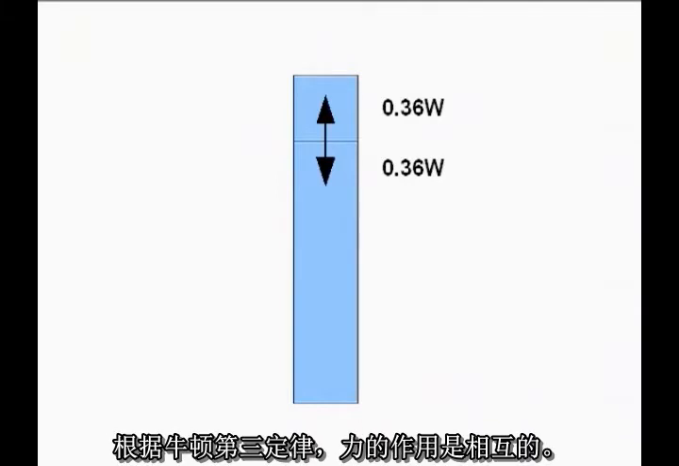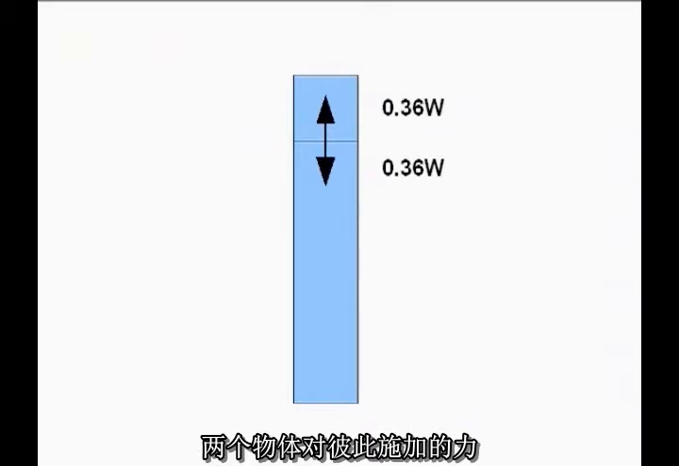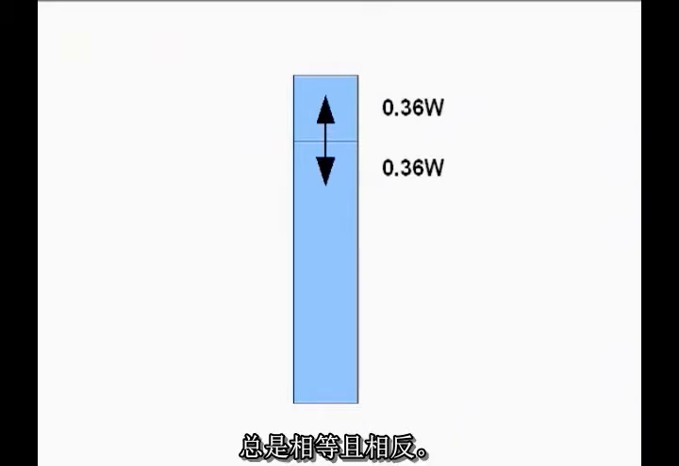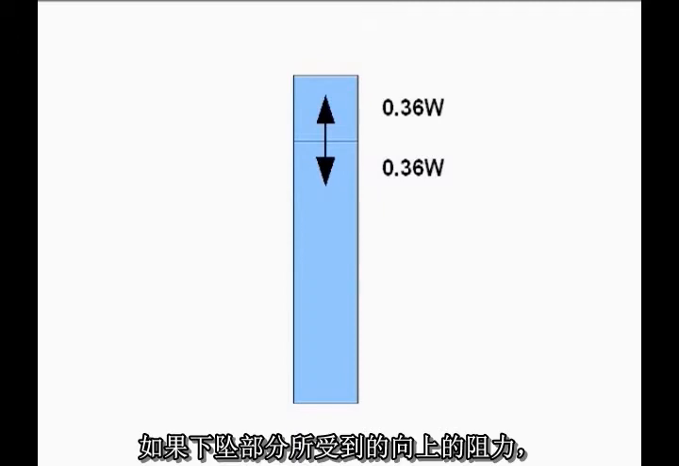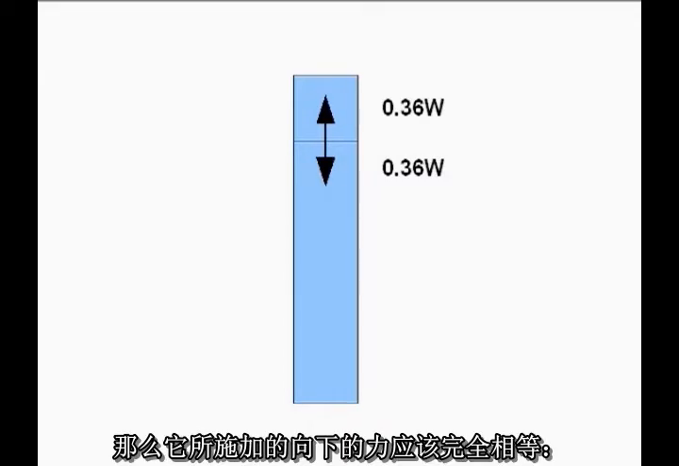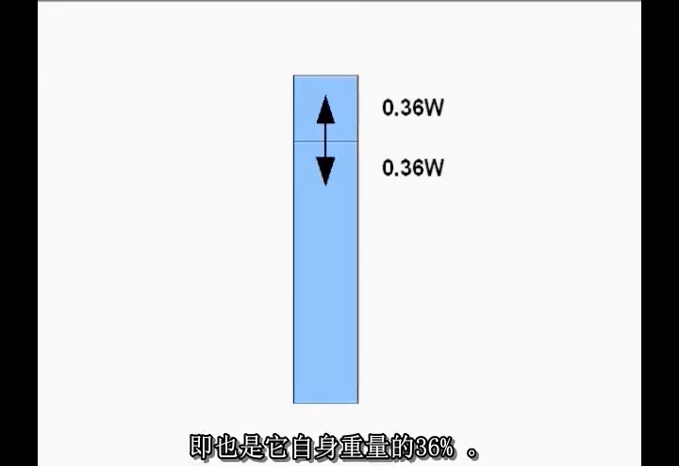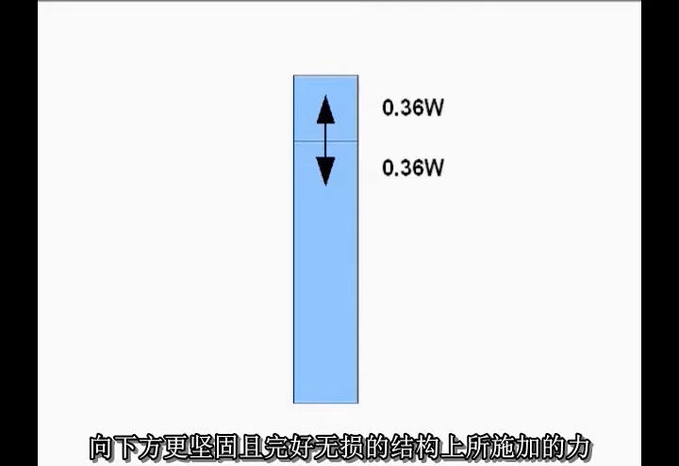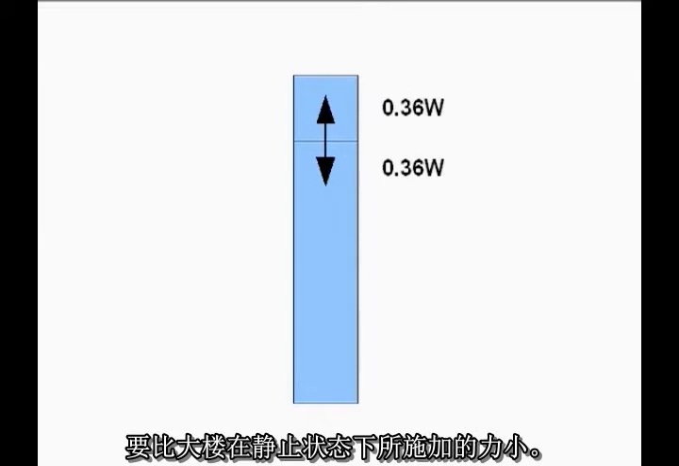Newton's third law says interactions between objects work both ways. The forces two objects exert on each other are always equal and opposite. If the upward force acting on the falling block is 36% of the weight of the falling block, the downward force exerted by the falling block must be exactly the same, 36% of the weight of the falling block. In other words, the top section of the building is exerting less force on the lower, stronger, undamaged structure than it would if it were simply sitting motionless.